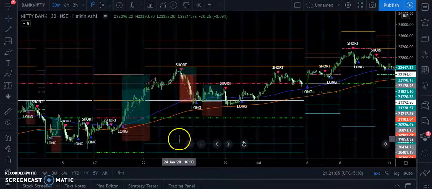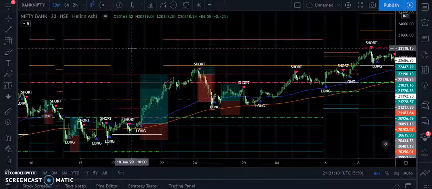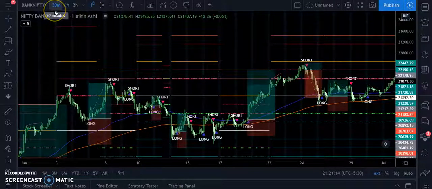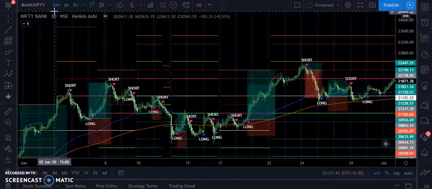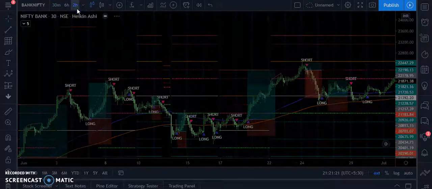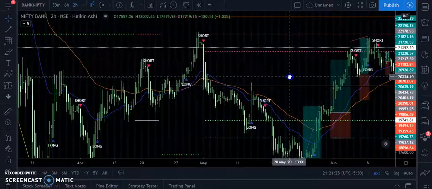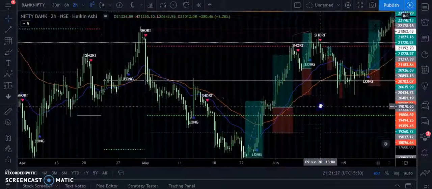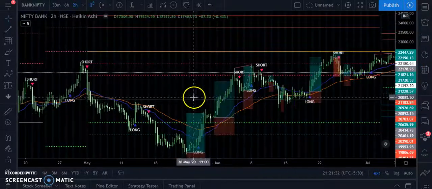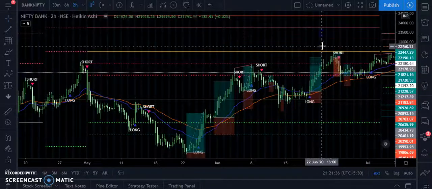So like that, you can trade any chart, any currency, any forex with this indicator. For ease of explanation, I've used a 30-minute chart. You can use a 2-hour chart also. The working remains the same. As you can see, long near the ultimate support line. This is the white line, and we go for a long position.